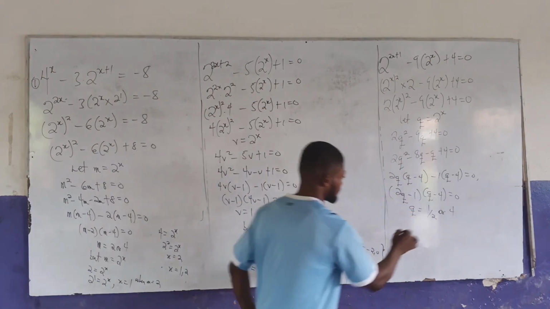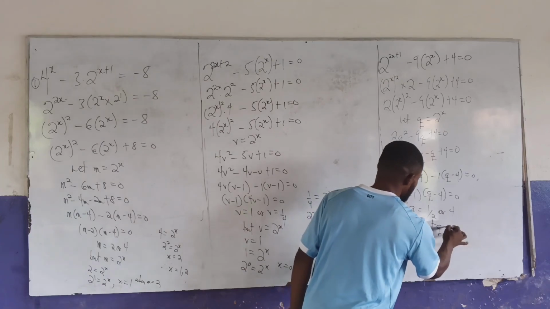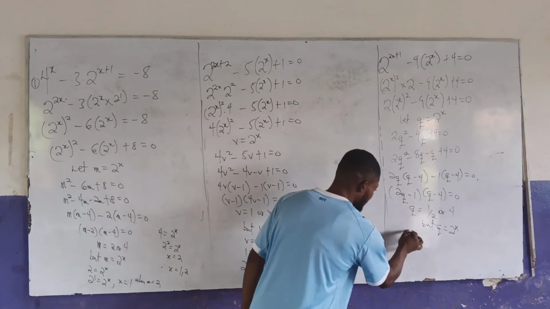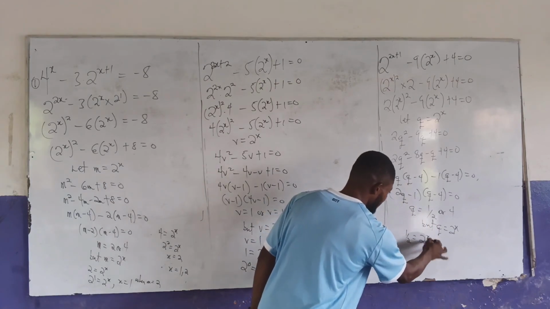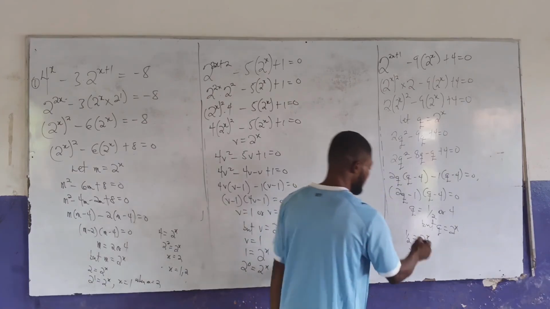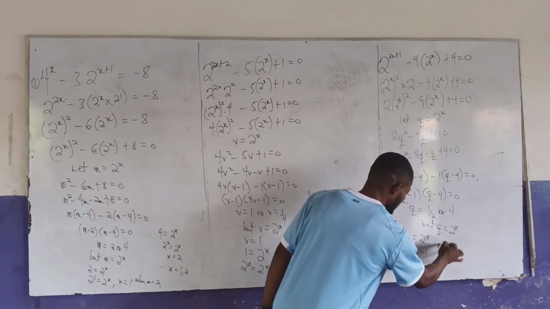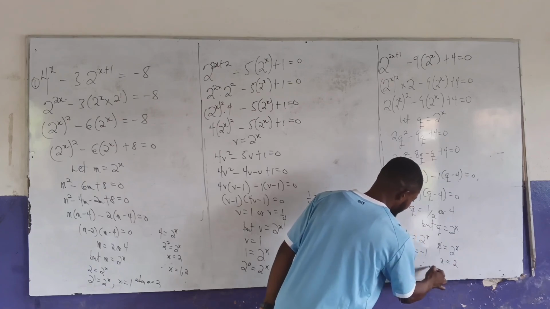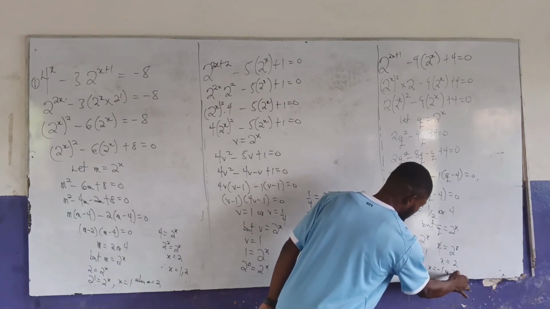But k is equal to 2 to the power x. And so from here, when k is equal to 1 on 2, we get x to be equal to minus 1, 2 to the power minus 1. And then when k is equal to 4, then we have 4 is equal to 2 to the power x is equal to 2 squared. Therefore, x is equal to minus 1 or 2.